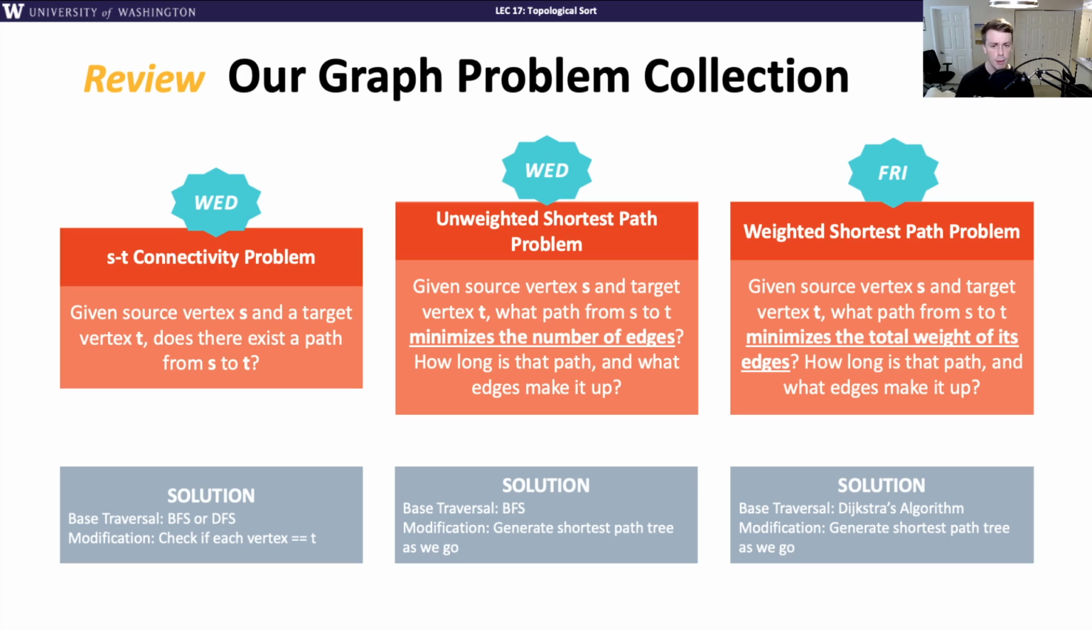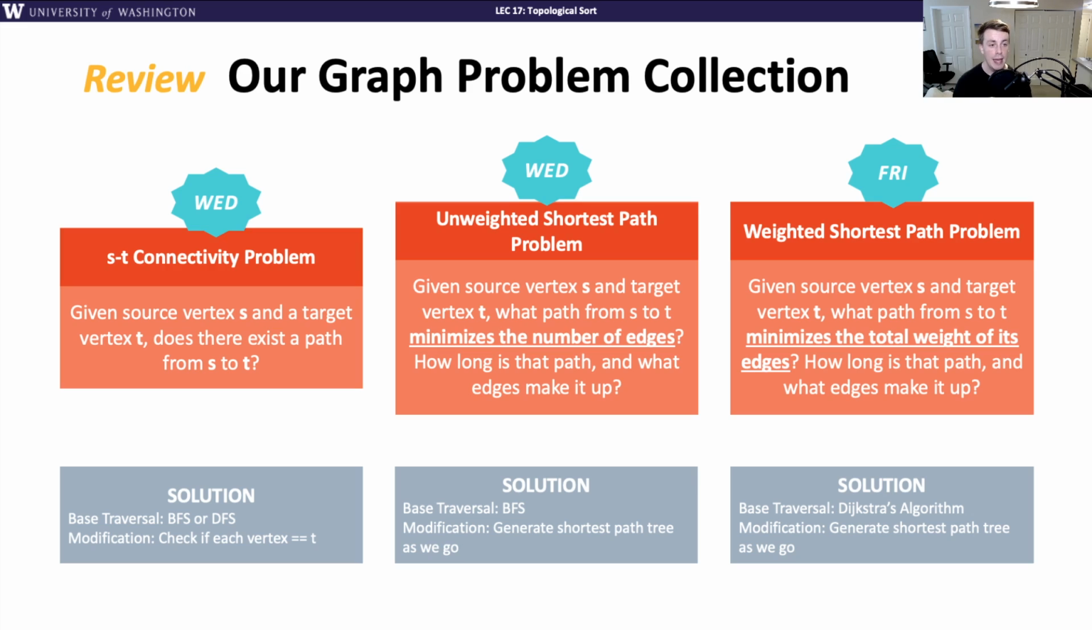We talked about another problem, which is the unweighted shortest path problem, which is given a source vertex S and a target vertex T, what is the shortest path from S to T, where we define shortest in terms of the number of edges. So the path that had the fewest edges is the shortest path. And in that problem, the solution was using BFS in another modified sense, such that we generated this thing called the shortest path tree, keeping track of for each node where we came from, what was the distance to, as we went.